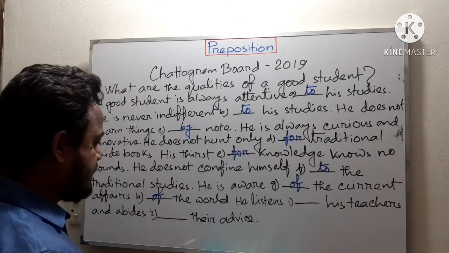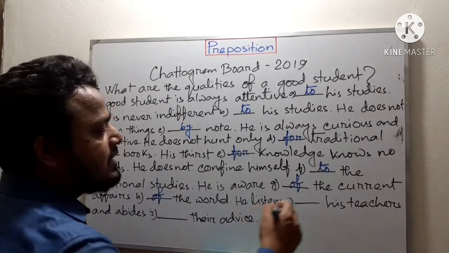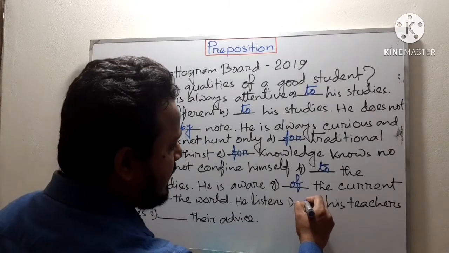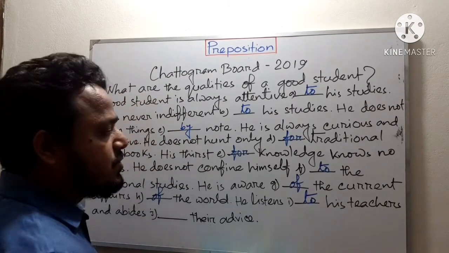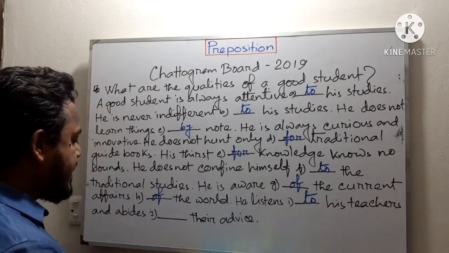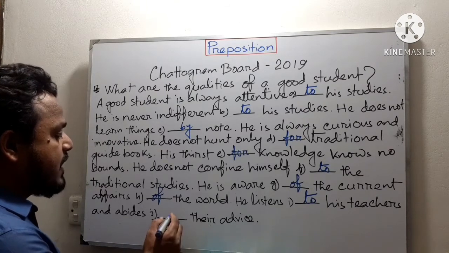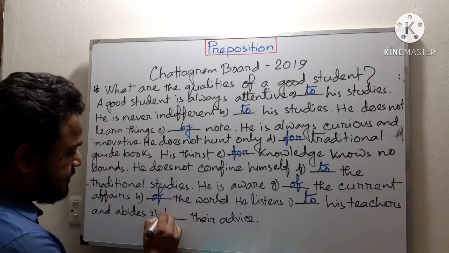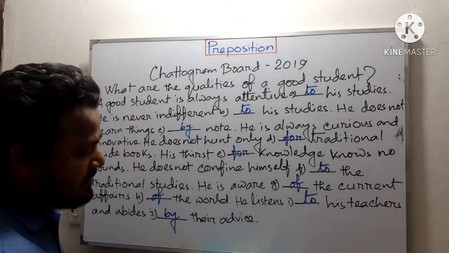Okay. He listens. We know the word listen is followed by to. He listens to his teachers and abides, and we know the word abide is followed by the preposition by, and abides by their advice.